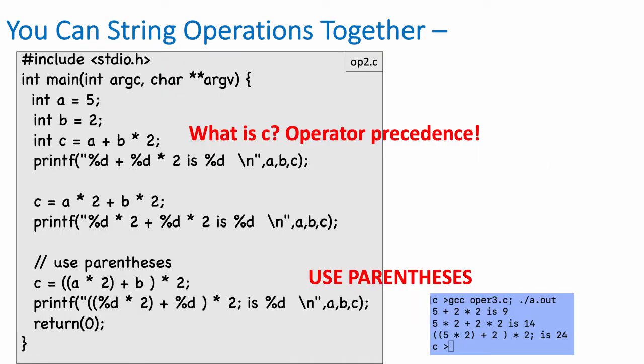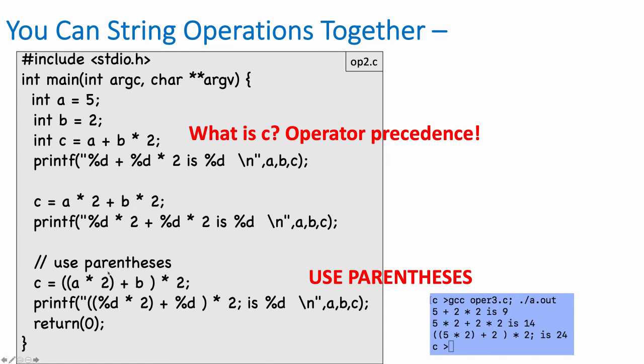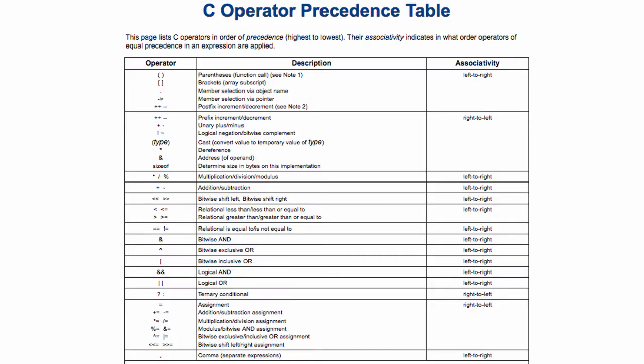Now we can string operations together. It's not just a times b. You can actually do more than that: a plus b times 2, or a times 2 plus b times 2. The question is, what is the result of this? Is it a plus b and then multiply the result by 2, or is it b times 2 and the result plus a? As you'll see, there is a precedence table so that the function is defined. It's not arbitrary, but for ease of reading, I suggest you always use the parentheses to define exactly what it is you want. So again, that operator precedence table will define what the statement will actually do.